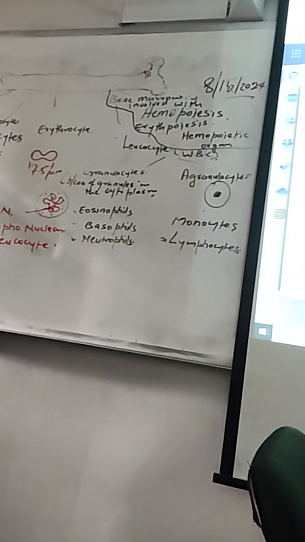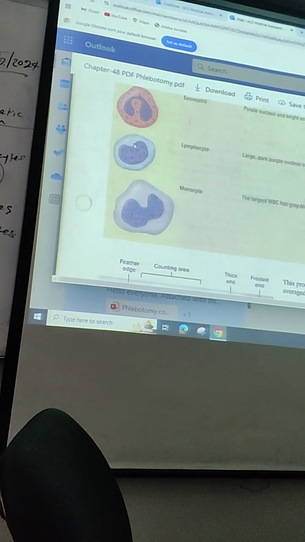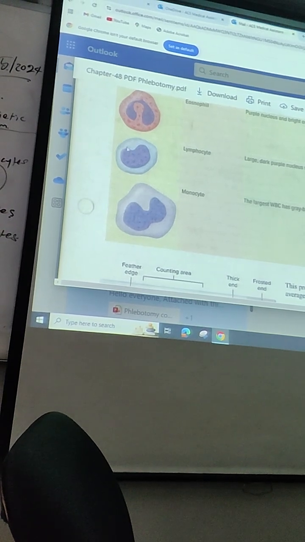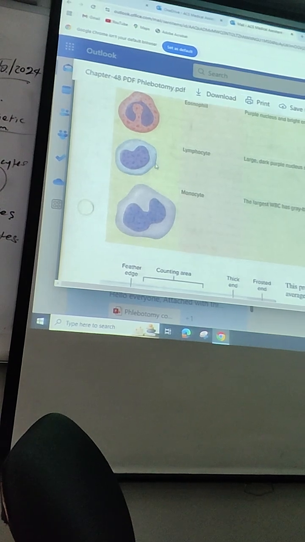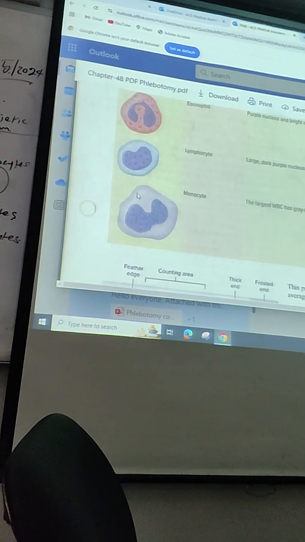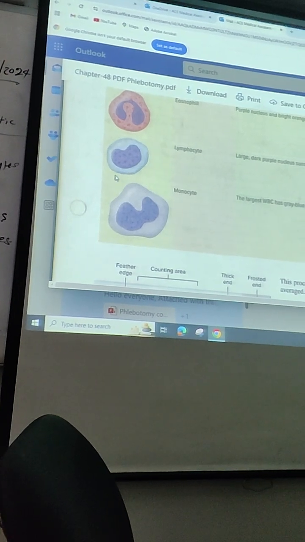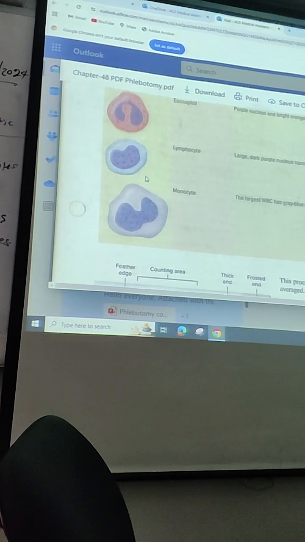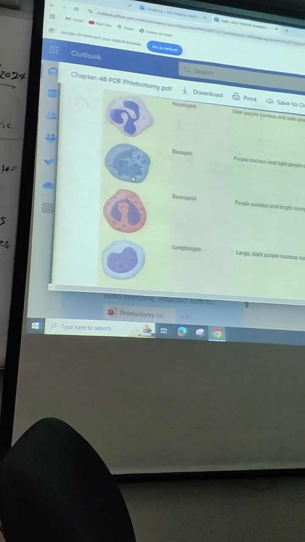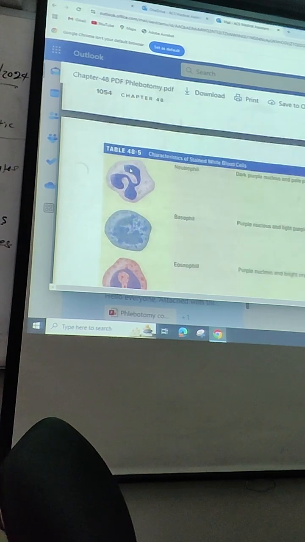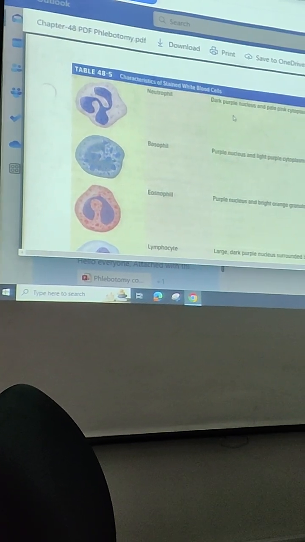Cyto, like we said, means what? Cells. But if you look at these two, they have a clear cytoplasm, there are no granules here. So these two, the monocytes and lymphocytes, are called agranulocytes. A means lack of granules. And you see that the nucleus is simpler compared to this one. Now, next thing is each one has its own functions.